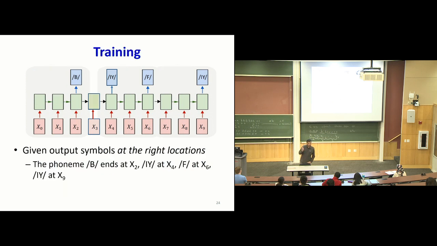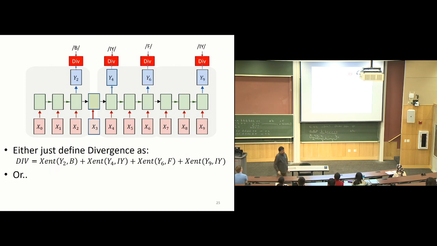Now, simple enough. The training data is different from testing, right? In my training data, if somebody actually gave me the exact instance at which the output occurred, then training is easy, right? All I'd have to do is compute the divergences at these locations, and then I can pass the derivatives of these divergences backwards, and then I can train the model, learn the parameters, right?